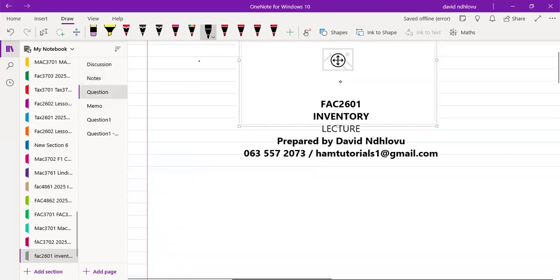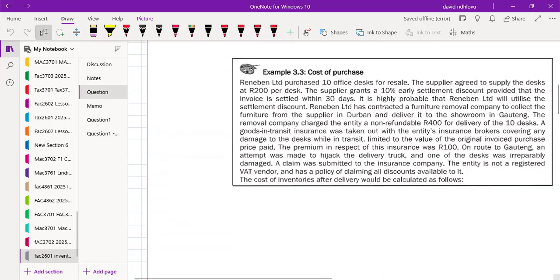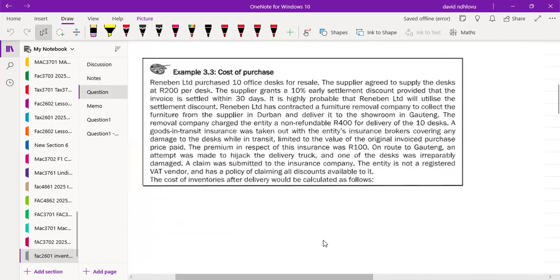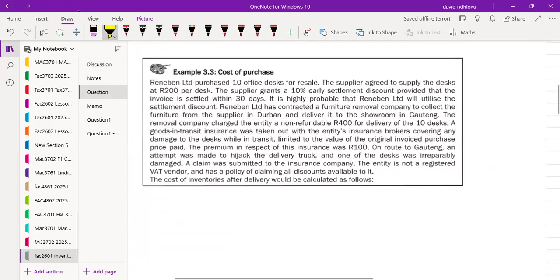Right, for that, I have a question that I want us to have a look at. So this is the question that I want us to tackle, and let's see what the question says. Renepen Limited purchased 10 office desks for resale. The supplier agreed to supply the desks at 200 Rand per desk. The supplier grants a 10% early settlement discount provided that the invoice is settled within 30 days. It is highly probable that Renepen Limited will utilize the settlement discount.